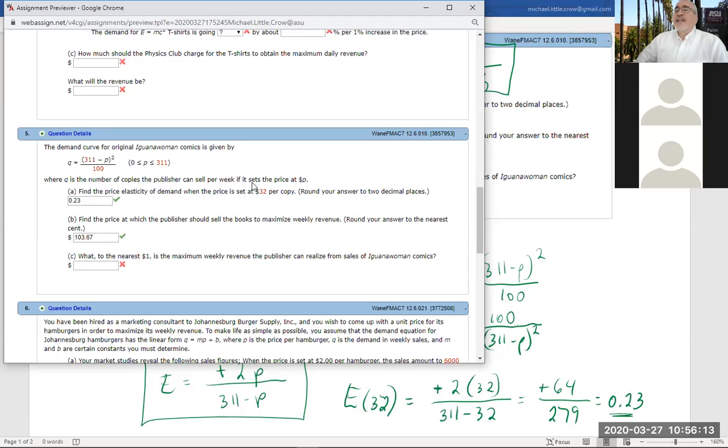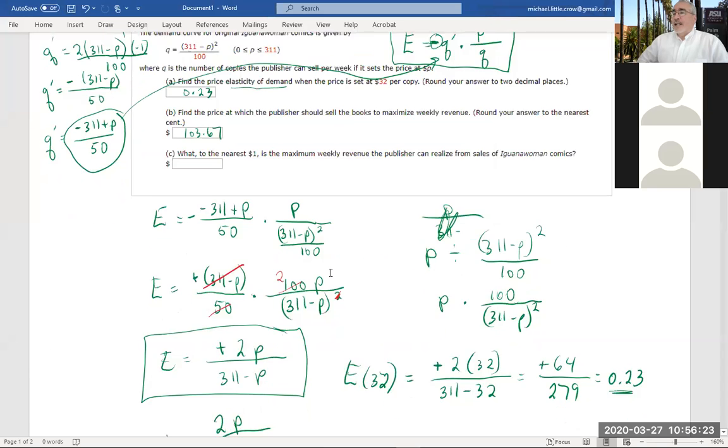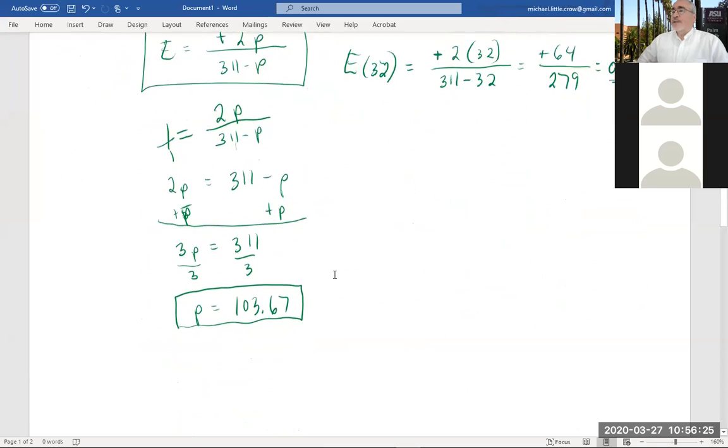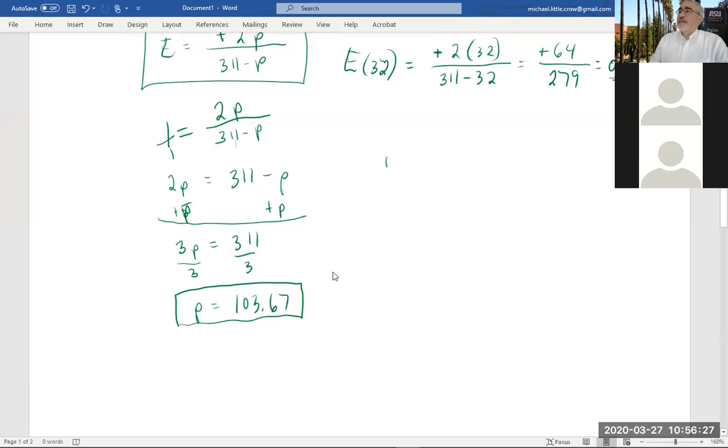Sorry. Okay, so that's correct. And now we need to get the answer to the nearest dollar. What's the maximum weekly revenue the publisher can realize from this sale? So to get the total revenue, it is always price times quantity. So now we know the price here. The quantity is going to be from the formula. So P is 103.67.